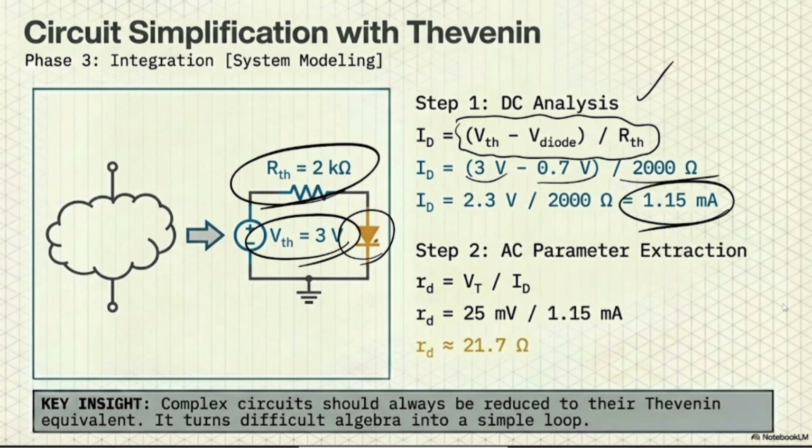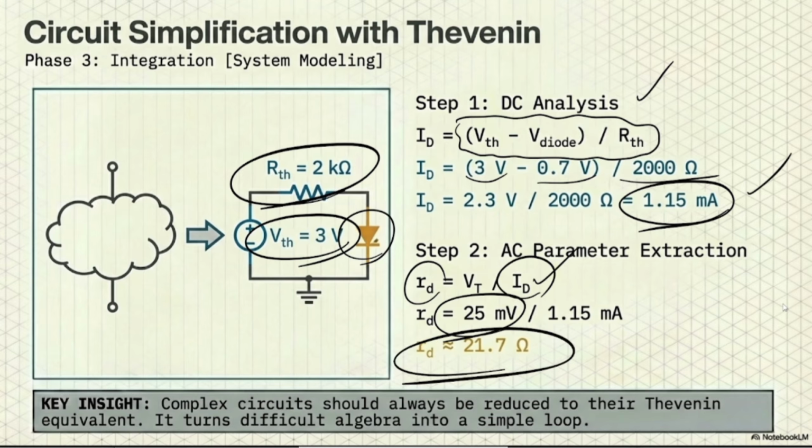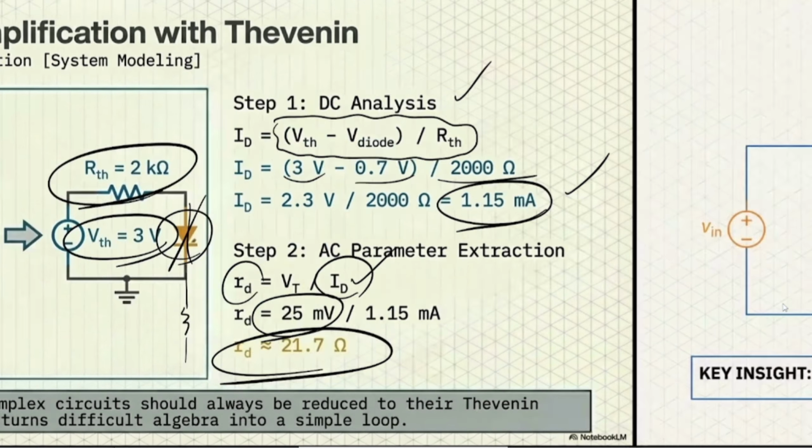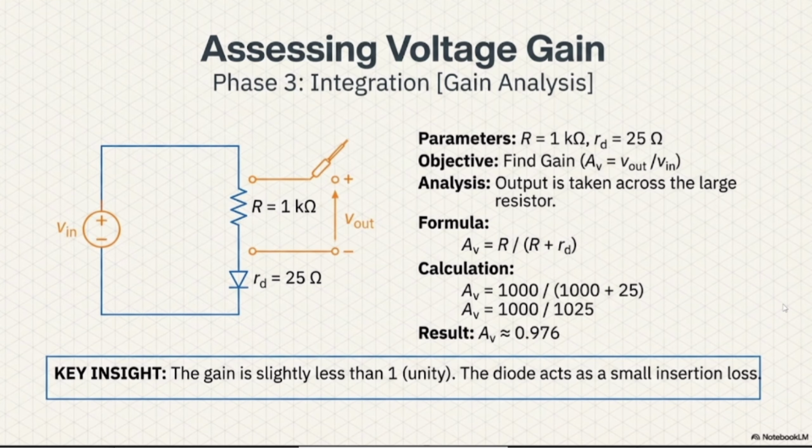Then we have step number 2, using the AC parameter extraction. RD is going to be VT divided by ID. Since most of the time we consider VT to be 25 millivolt, and I just found the ID, I can find my RD and replace it. Instead of just using this diode, I can replace it with a resistance itself. So what about the voltage gain?